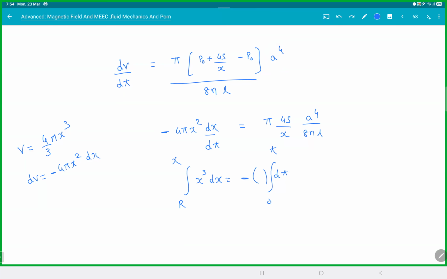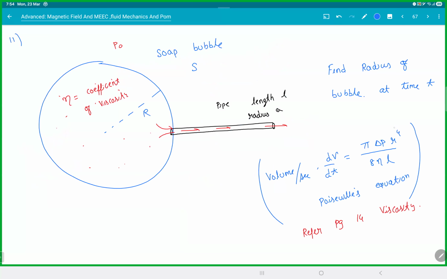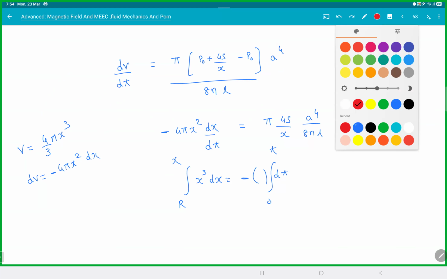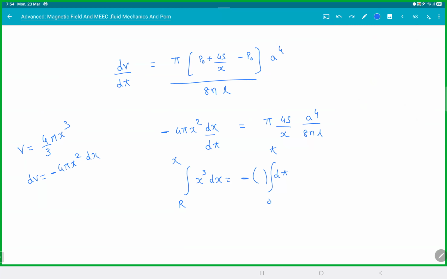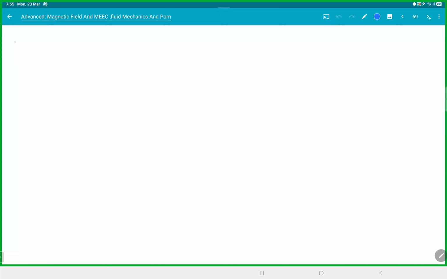Be careful with that. In this formula, this a is the radius of the pipe. That is not changing. Not a tough question, but yeah, it's a good one. Surface tension, soap thing, and viscosity. You can combine stuff like that. Clear with this? Let's see one more.